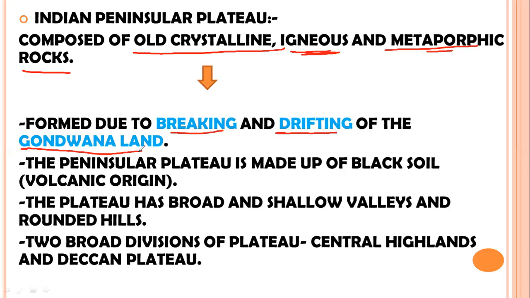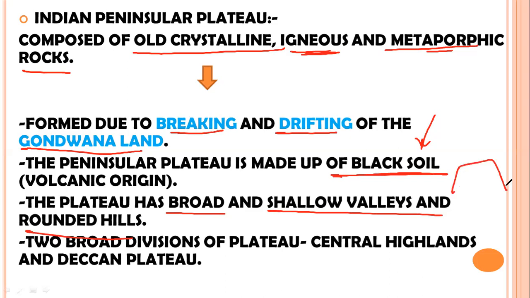Gondwana land. The peninsula plateau is made up of black soil, and what leads to the formation of black soil? The lava that flows out of the volcano when it cools down and solidifies, it leads to formation of igneous rocks, and the erosion of igneous rocks leads to the formation of black soil. The plateau has broad and shallow valleys and rounded hills. So it is a tableland that has broad and shallow valleys as well and has rounded hills.